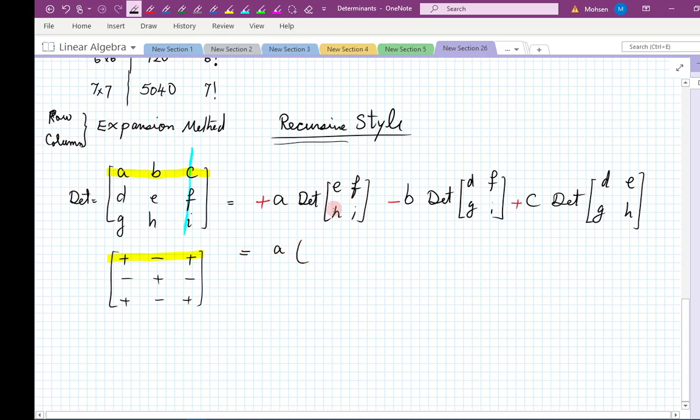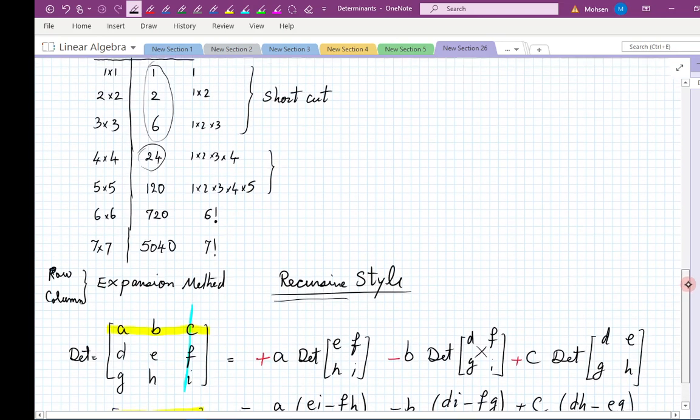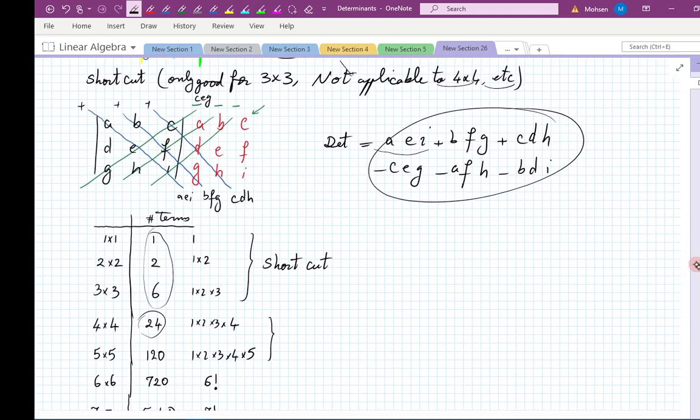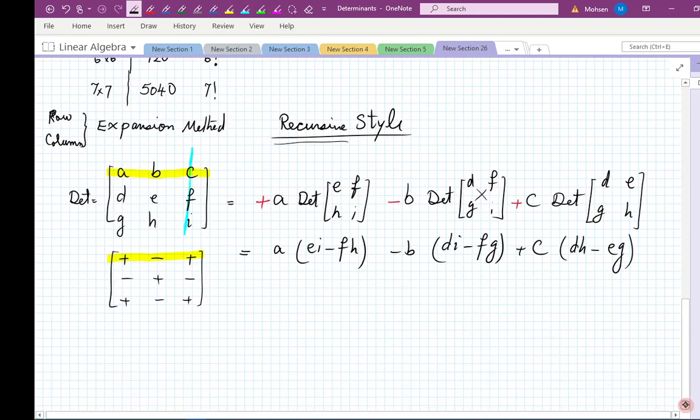So for example, you can say A times EI minus FH, then minus B times determinant of that. These things, let's do the shortcut on those. And the C, and this is going to be DH minus EG. Now you're going to say this is looking very different than what you were writing here. Well, it looks different, but when you open the parentheses, it's all going to be the same. And it's an amazing thing. It does not matter which row or a column you pick at the beginning. So I just picked the first row and put those elements out.